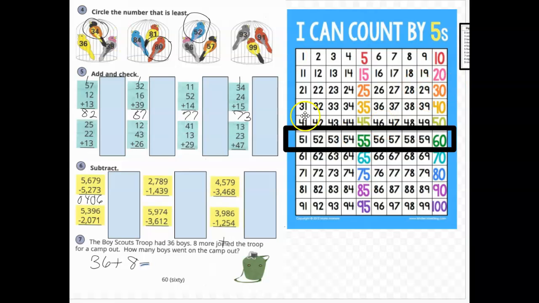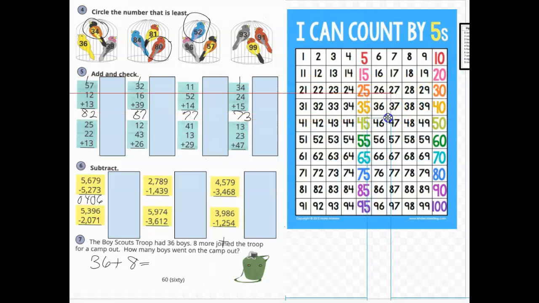Okay, we would take 36 and we'd add 8. 1, 2, 3, 4, 5, 6, 7, 8, 44. Now when we write our answer, we need to make sure that we label it boys.